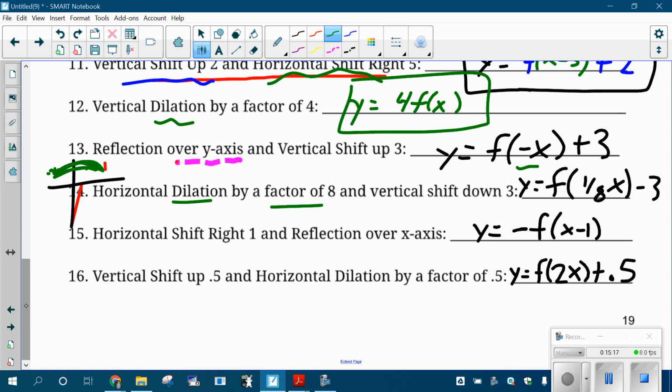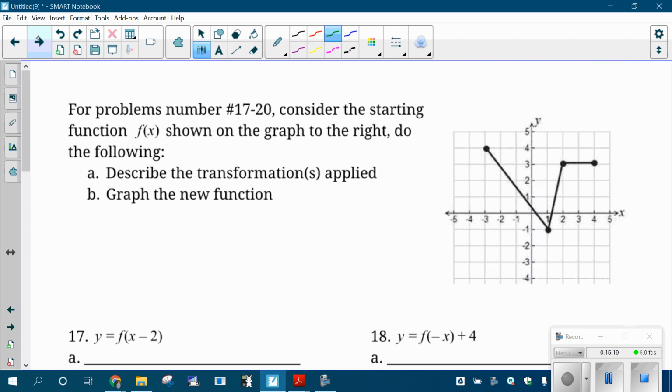Okay. Last page here. I just want to show you one other type of problem you could see involving transformations.